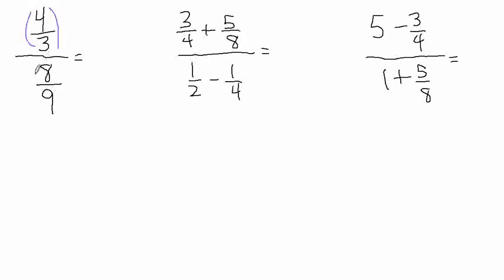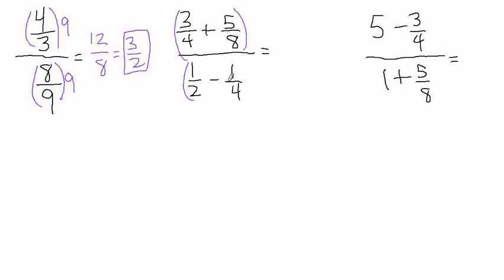So the first complex fraction, the least common denominator is 9. Multiplying the top and bottom by 9 gives 12 over 8. Reducing that gives 3 over 2 as the answer.